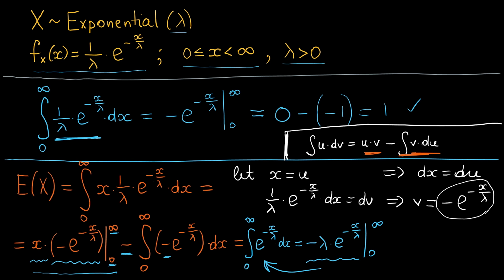So that looks correct. Okay, so when x goes to infinity, e will be raised to the power of negative infinity, and that will give us 0. So that first term is 0, and then minus, and when x takes on the value 0, e to the power of minus x over lambda will be 1, and we have a lambda still here, so that will be minus lambda. Therefore these two minuses combine to a plus, and we have that the expected value of this random variable equals lambda, just the parameter of this exponential distribution.